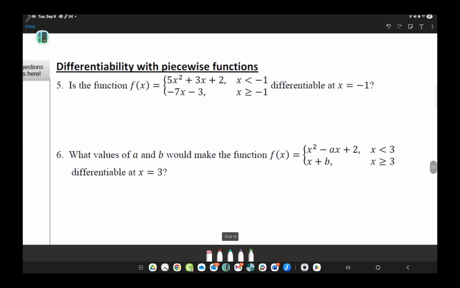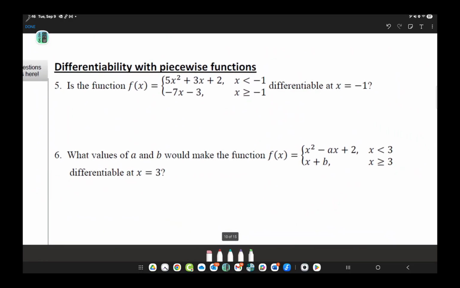All right. Now, differentiability with piecewise function. First thing we need to do, again, in order to be differentiable, what does it have to be? It has to be continuous. So we do have to check for continuity, because if it's not continuous, we just say not differentiable and that's it. Okay. So first one, check for continuity.